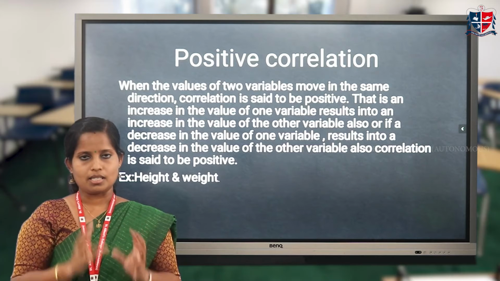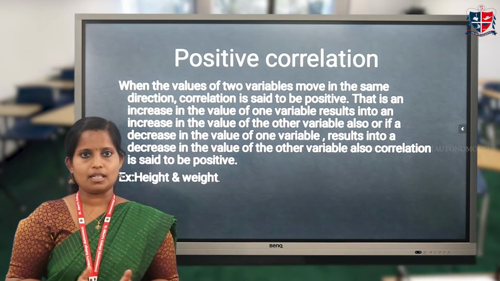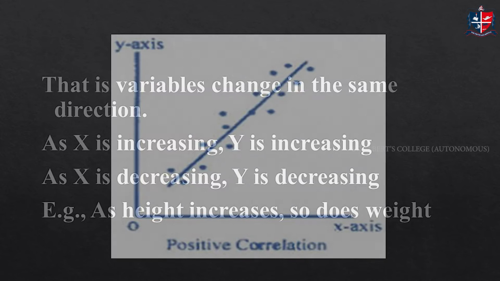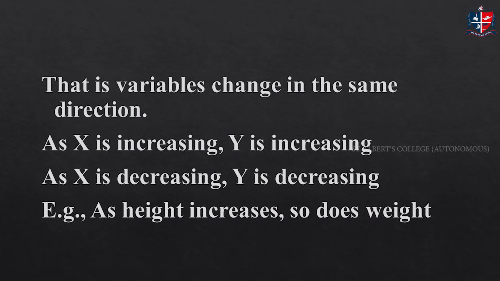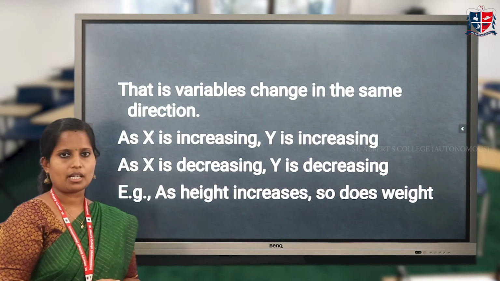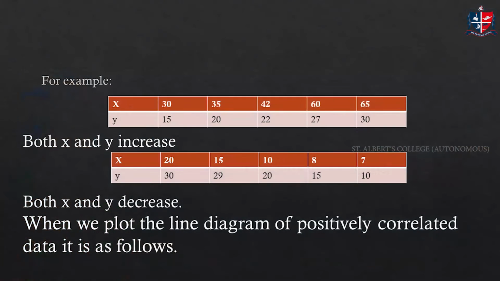If we draw such positively correlated data as a diagram, we obtain a diagram like this. This shows positively correlated data. We can see that all the points are moving upward. If we fit a straight line between these points, we can see that it moves from downward to upward. That is, if x is increasing, y is also increasing. If x is decreasing, y is also decreasing. Height increases, so does weight. In these cases, we can say that x and y are positively correlated.